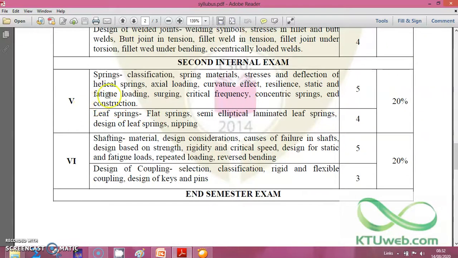Now in the fifth module, we are having this topic springs, different types of springs classification, then we are having this leaf spring, we will see that. And in the last module, we are having this design of shaft, that is shafting. And then we have this design of couplings. So these are the topics included in the first part, that is design of machine elements 1.